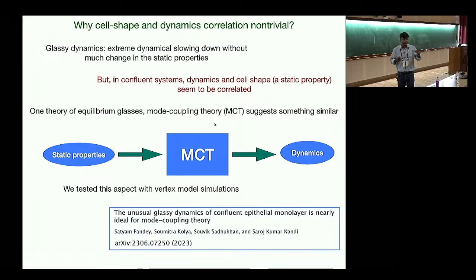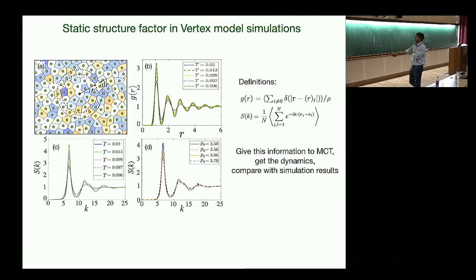So we take the mode coupling theory. I'm not going into the detail in the interest of time, but the main aspect is that the theory says that if you know the statics, you can predict the dynamics. In the two-dimensional system, from simulation, we can measure the statics, which is the static structure factor or the g(r). Then we can feed that information into the mode coupling theory, and the theory will give the dynamics. From the simulation, we can also calculate the dynamics, and then compare the mode coupling theory and the simulation data. We tested this within the vertex model simulation, and one can find this in this reference. These are some of these calculations.